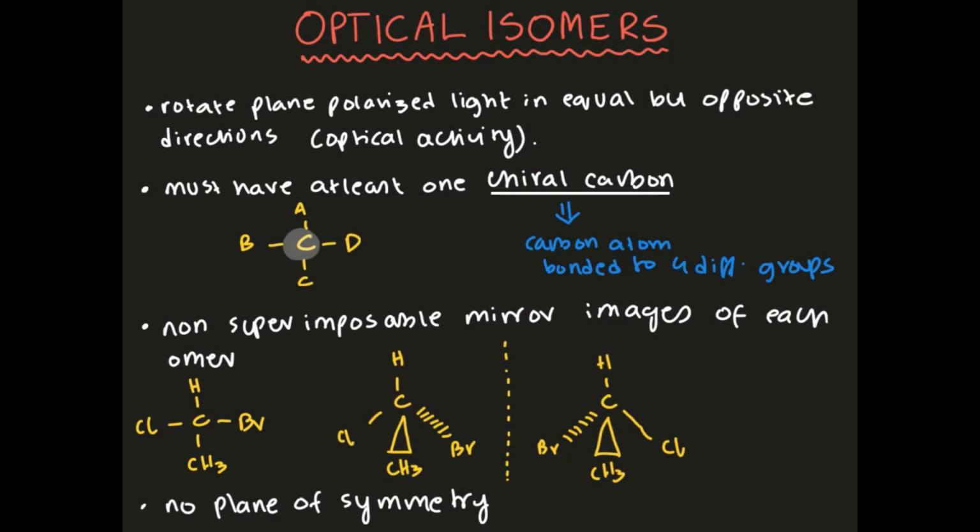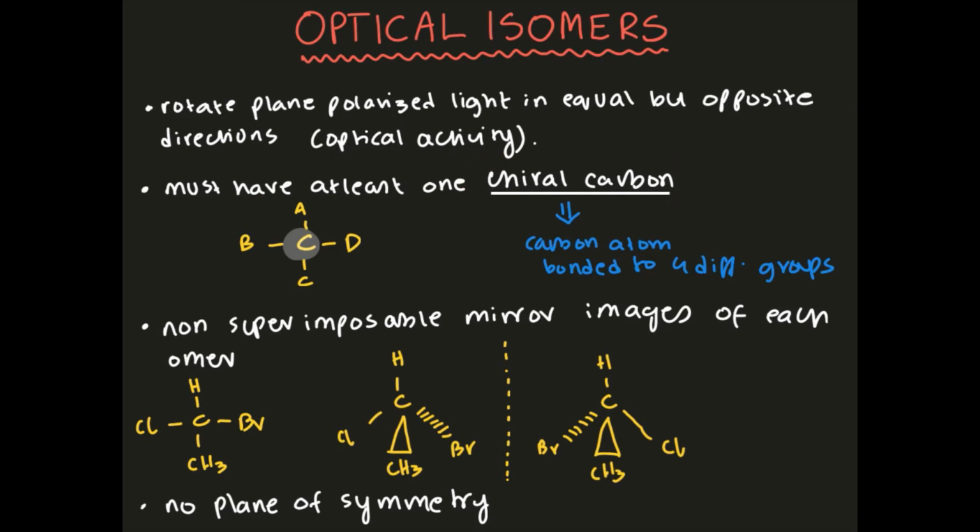Hi guys, so today we're going to be looking at optical isomers, which are a type of stereoisomers. We're going to be taking a look at a few properties of these. These rotate plane polarized light in equal but opposite directions, which is termed optical activity, and the details of all of this are not in our syllabus. The next point is that they must have at least one chiral carbon attached to them.